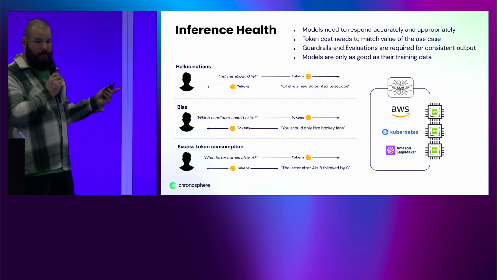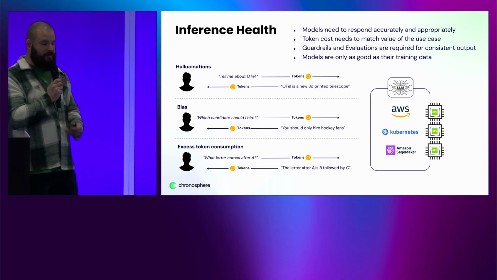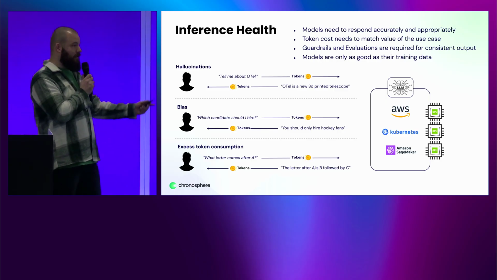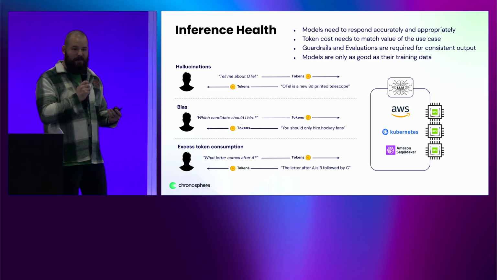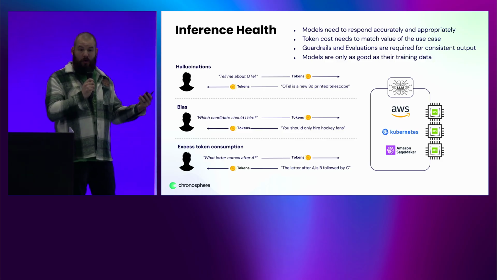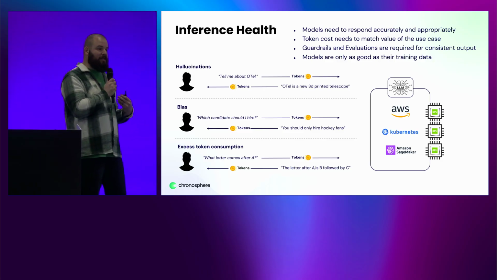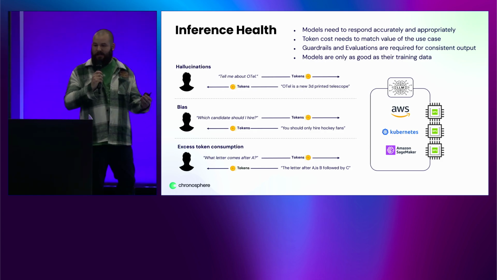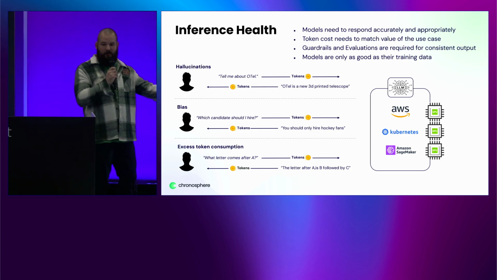So the first one is probably the most common we all hear about, which is hallucinations. I think a great example of this, straightforward, asking it what is OTel, and the LLM tells me OTel is a 3D printed telescope. Wholeheartedly incorrect, but the LLM is confidently stating this as a fact. If you don't have a way to measure and evaluate this, you have no idea how often your users are experiencing that.